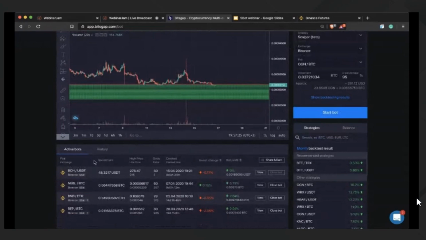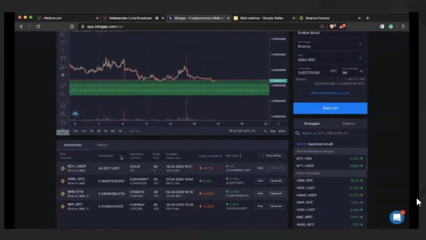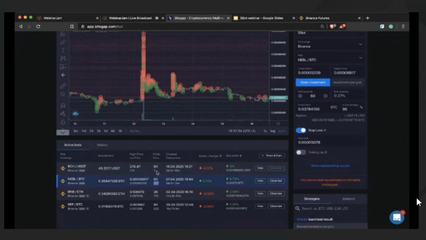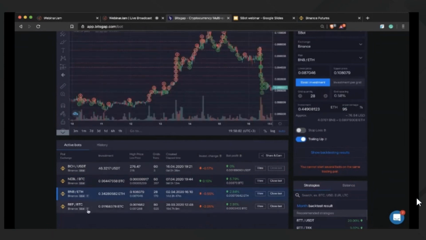Yeah, maybe I forgot to mention here, to be more precise, the investment value here is what you allocated to your active bot. High price, low price is exactly the trading range. It's the upper limit and the bottom limit. Grids, you see 60, 28, 80, is the amount of grids that you've set. And below is the total amount of trades that were executed by the bot. In this case, Sbot, here also Sbot, but with the trading up function. And here as well, Sbot with the trading up function.